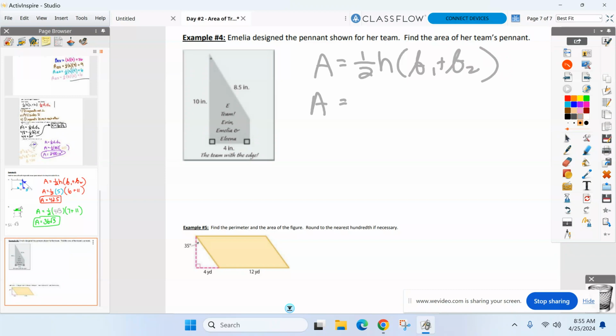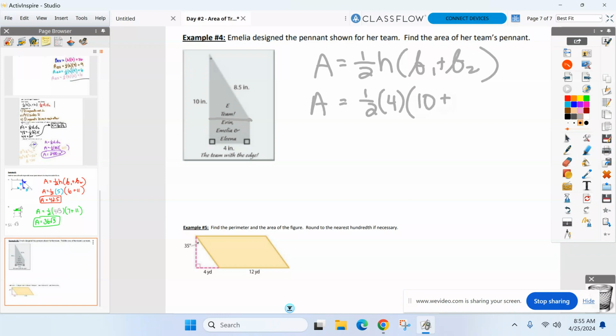All right, going back to the pennant, there should be 2 out of these 3 values we can fill in. What's the 4? Whoa, whoa, whoa. What's the 4? That's the height, right? I know some of you, we are going to use this height, but yeah, these are both heights that are the same. So 1/2, 4. And then how about the 10 inches? 10, everyone, that's a base.